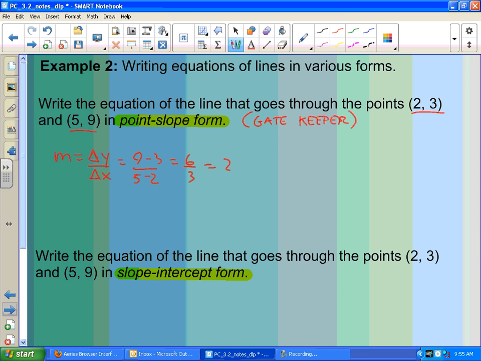Now we know slope. So in order to use point-slope form, I need to pick a point. And I have 2 to pick from. It won't matter which one I use. I can have 2 different answers if I say write the equation in point-slope form, because I have either 2, 3, or I have 5, 9. So we're going to use 2, 3.